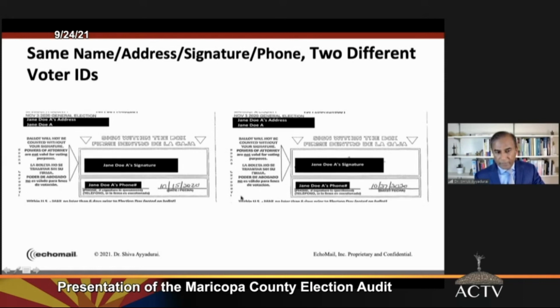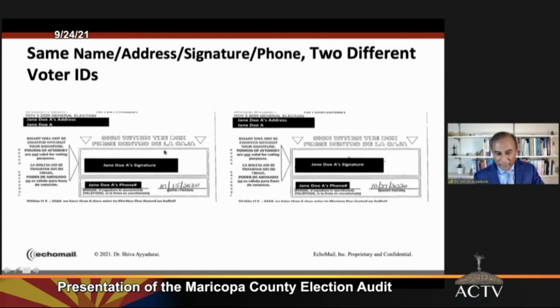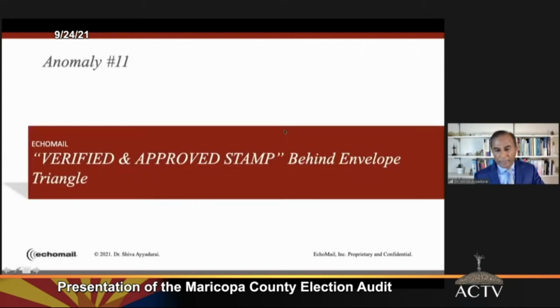And another example here. Actually, there's 3 examples here. Another person here, we call, by the way, there's not a person called John Doe. This is just to protect the innocent. And this is Jane Doe, again, matching signatures, same address, same phone number, but 2 different voter IDs. Same here, 2 different voter IDs, same address, same name. We don't have a phone number here, et cetera. So we have 3 examples of that.